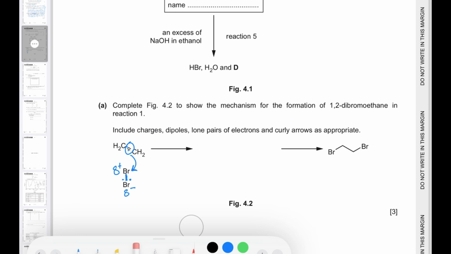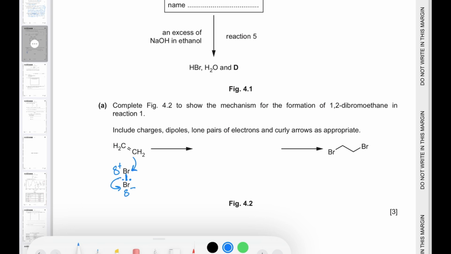Following this, the single bond between the two bromine atoms will break by heterolytic bond fission. That is, both of the electrons involved in this covalent bond will be gained by the bromine that has a partial negative charge.